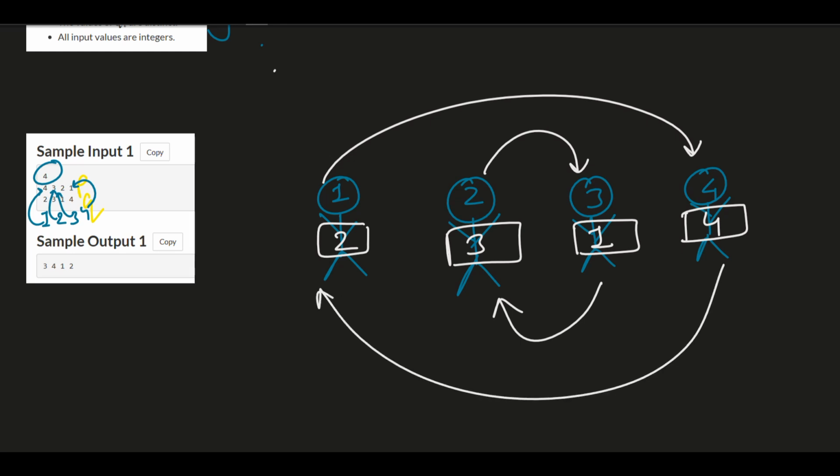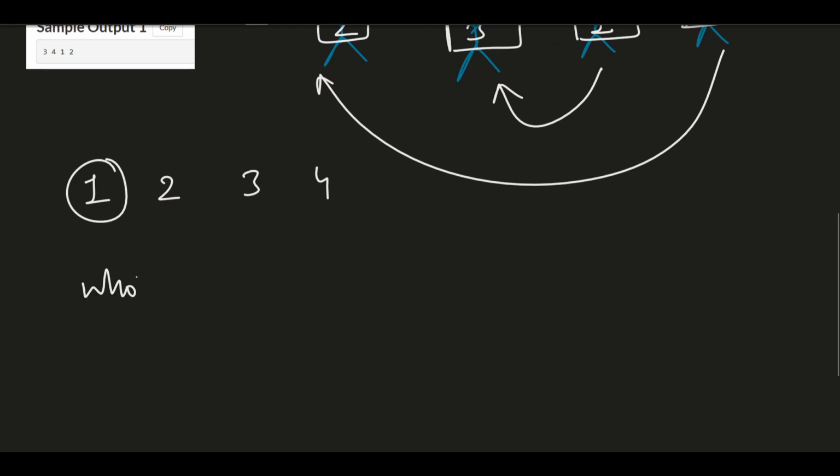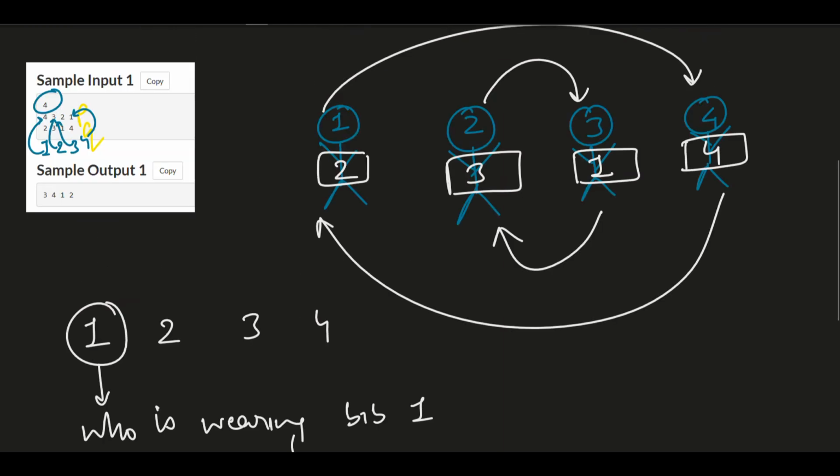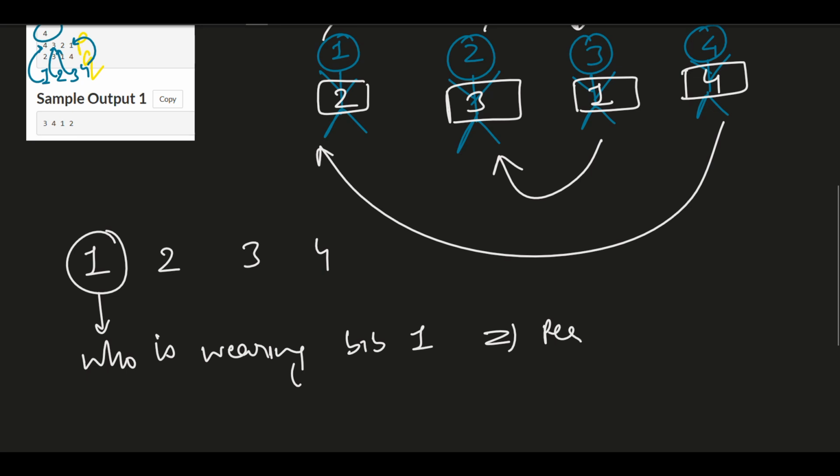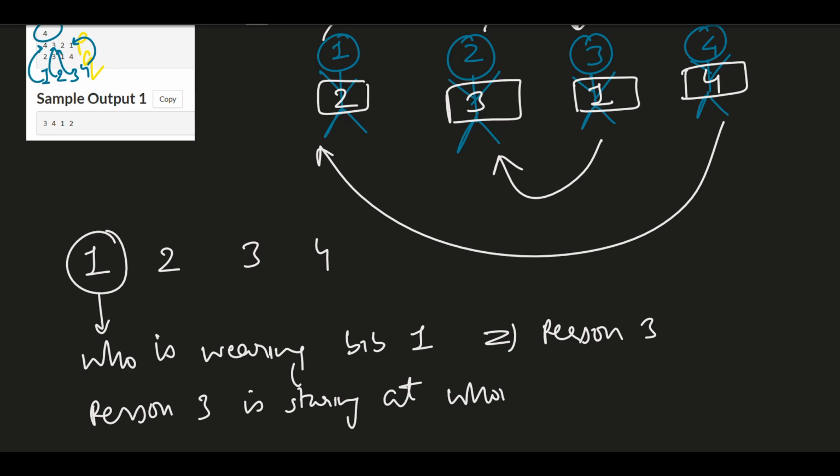Now, for every number from 1 to N, from 1 to 4, what we need to find is who is wearing bib number 1. I will explain the question in very simple terms: who is wearing bib 1? As you can find, person number 3 is wearing bib 1. The third person is wearing a bib of number 1. Then, who is person 3 staring at?